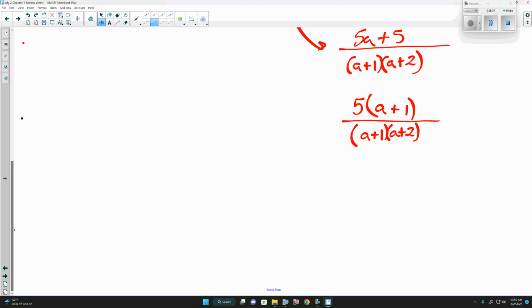Now we do have something in common on top and bottom. We have the a plus 1 and a plus 1, which do simplify, leaving us with 5 over a plus 2.